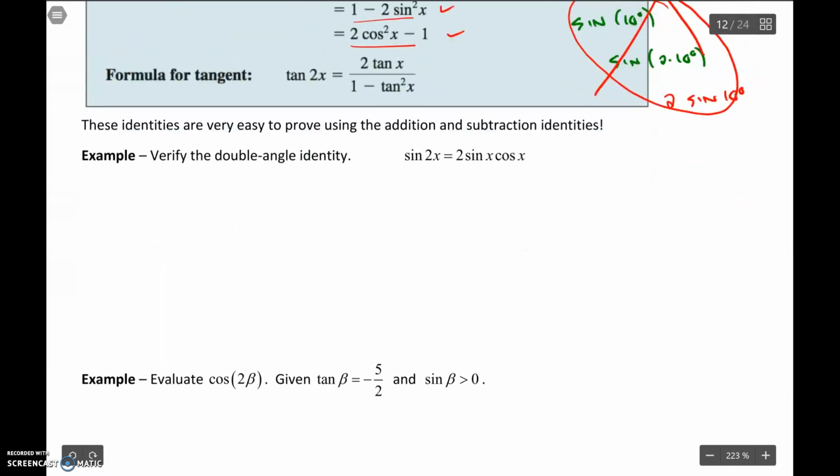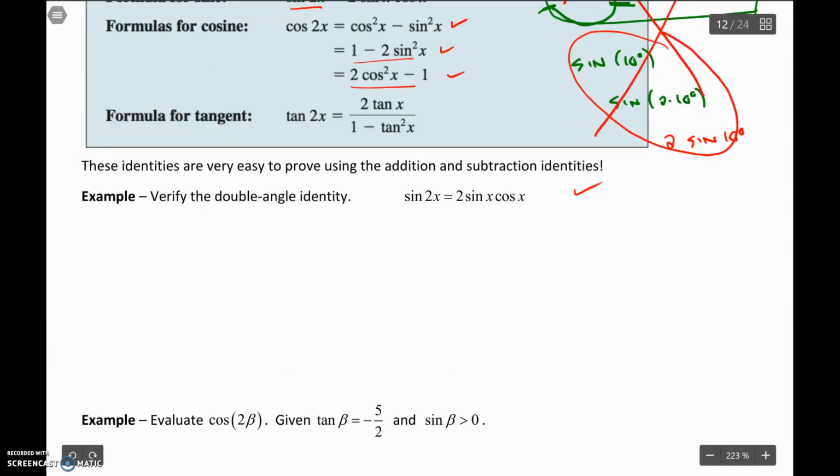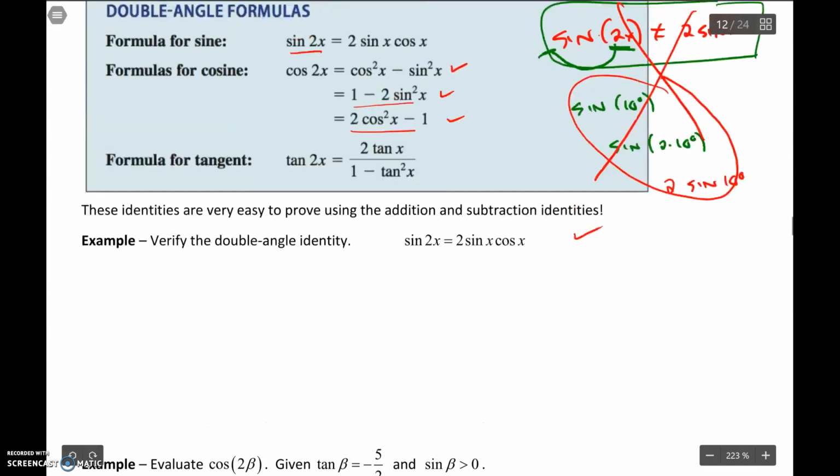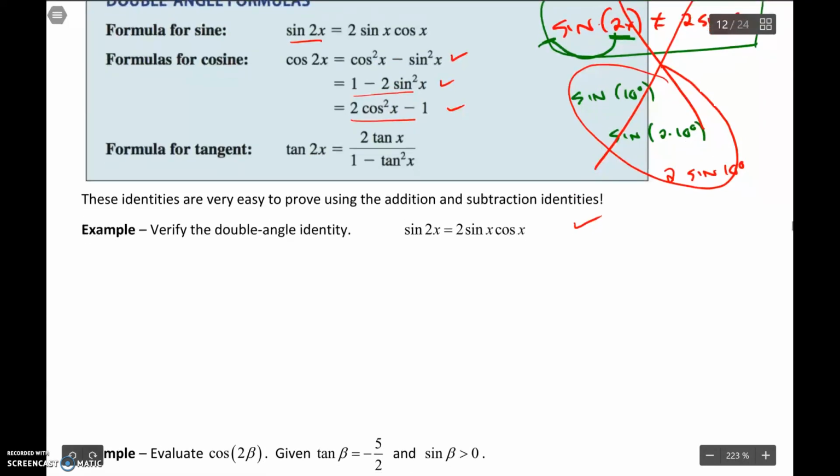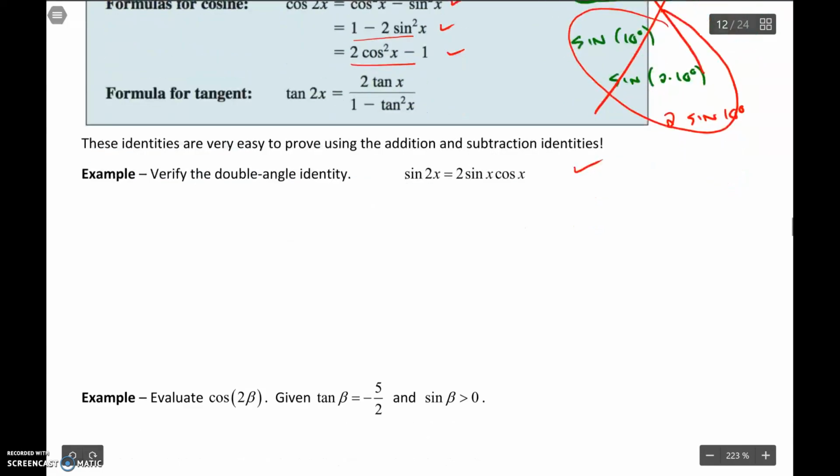So let's prove the sine double angle formula. I can only use formulas that I've proved before, so obviously I can't just say, there it is, it's proved. But I can use the ones from the previous section, because we did prove those. So I'm going to start with the left-hand side, the sine of 2x.